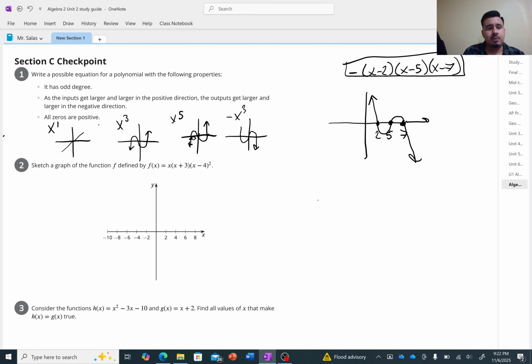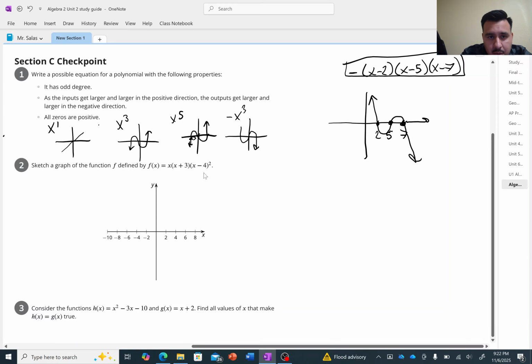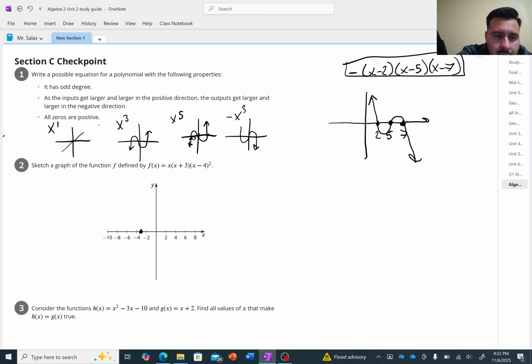Let's look at number 2. Sketch a graph of the function defined by f of x equals x times x plus 3 times x minus 4 to the power of 2. So let's plot our zeros. If you think back to section B checkpoint, we know that the zero is going to be the opposite of this plus 3. So it's going to be right here at negative 3.